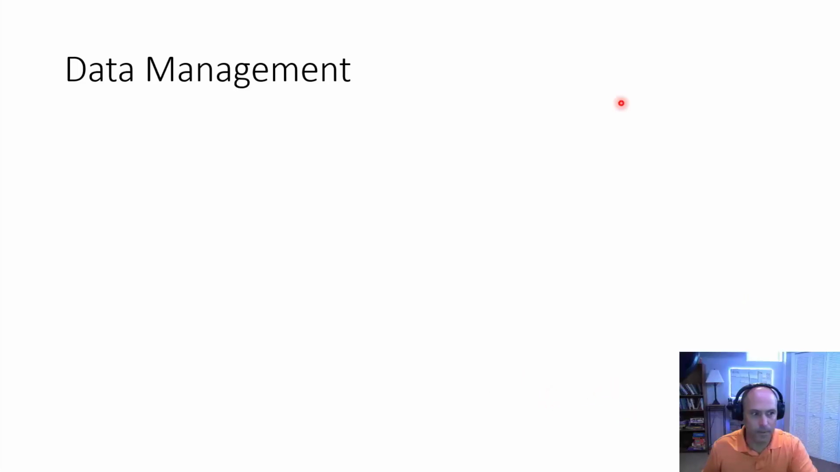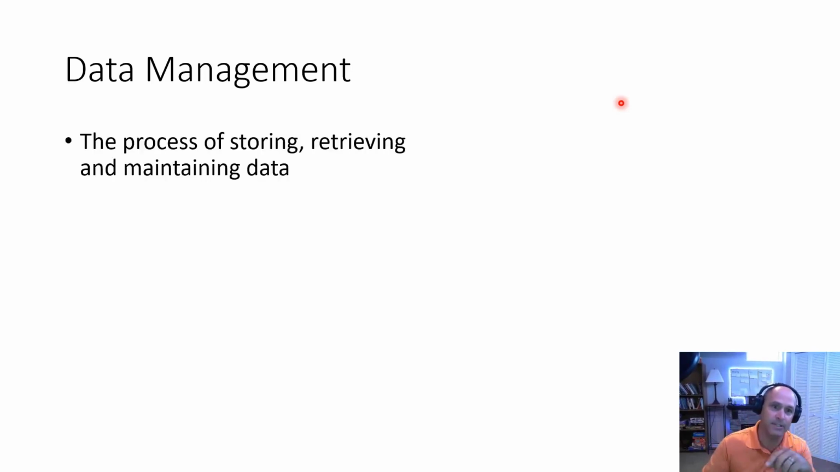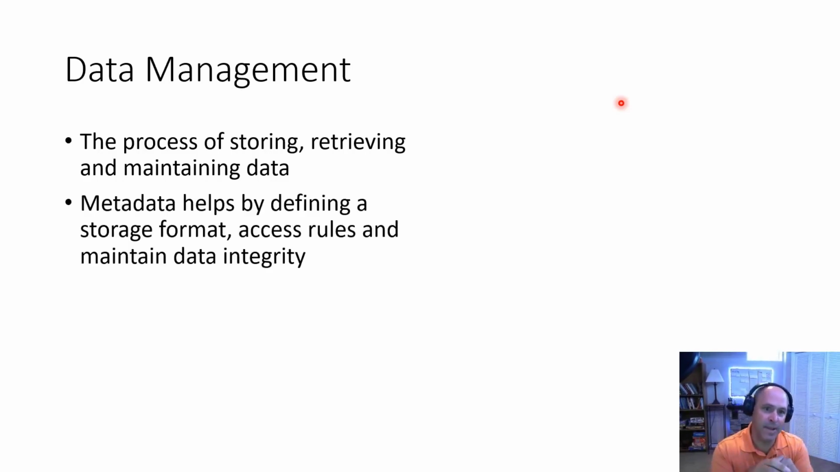All right, let's talk about data management. As you recall, a database is data plus metadata plus data management. We've defined data, we've defined metadata. Let's define data management. Data management is the process of storing, retrieving, and maintaining data. Metadata helps with data management by defining a storage format, defining data integrity rules or constraints, and also defining access rules, like I can access my wallet, but you can't. I can access my shopping cart, but you can't.